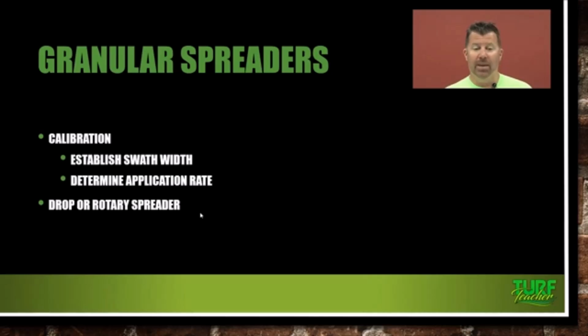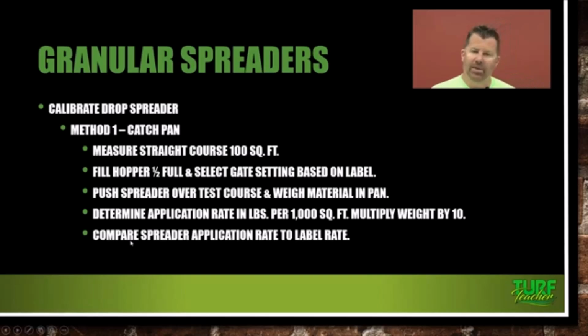So for calibration with these, establish the swath width, determine the application rate, and then are we using a drop or rotary spreader? Now, I don't like drop spreaders. The only good thing about them is that there's low drift. You're not going to have much drift with it. The product falls directly below it. It is probably a little easier to calibrate than the rotary spreader because you can put a pan on the bottom of it and collect it. But I just like the rotary spreader, and I'm sure most of you guys are very familiar with a rotary spreader. So let's calibrate a drop spreader.